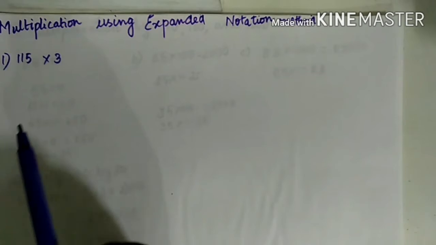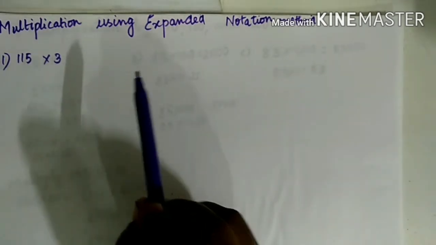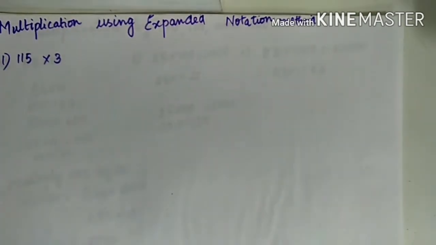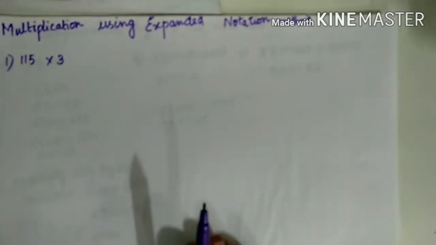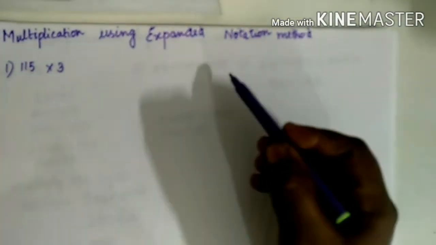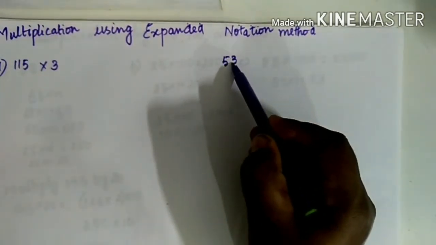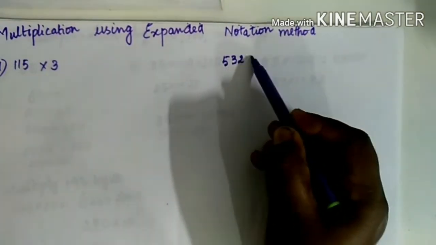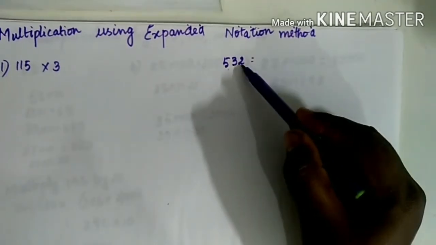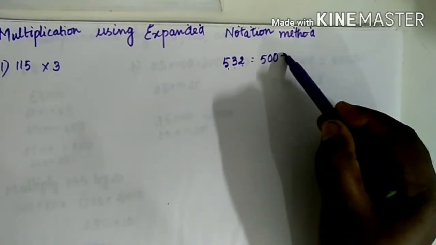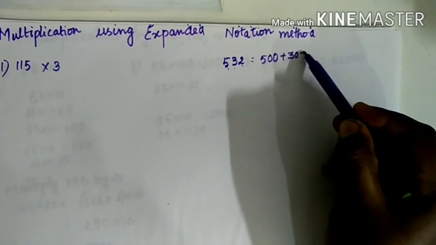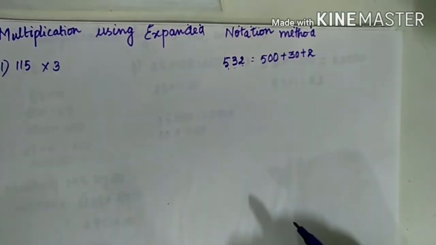So now we are going to see multiplication using the expanded notation method. The word expanded, you have already come across. Now simply say I want to expand 532. So how will you expand? This is ones, tens and hundreds, isn't it? So 500 plus 30 plus 2. Is it clear? You have expanded like that.